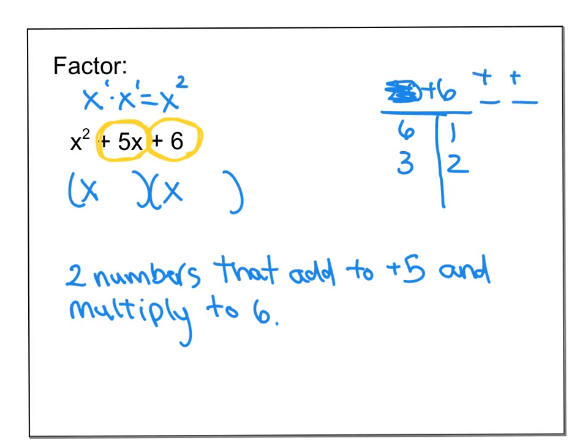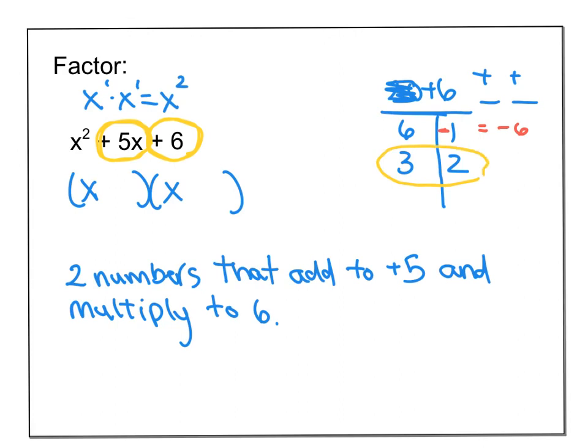And let's see, is there any way that 6 and 1 can add to be 5? Well, yeah, there is actually. If I made this 6 negative, 6 plus negative 1 is 5. But what's true about 6 times negative 1? That equals negative 6. I need it to equal positive 6. So I'm really hoping I can do something with my 3 times 2.